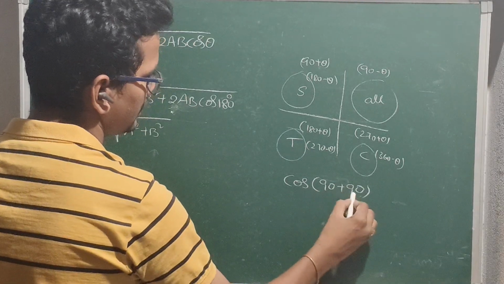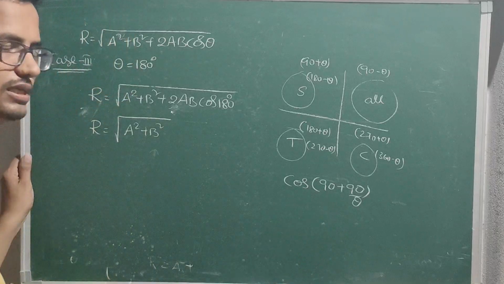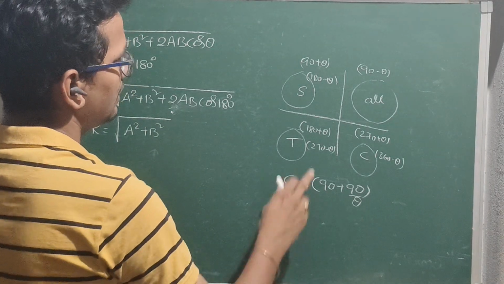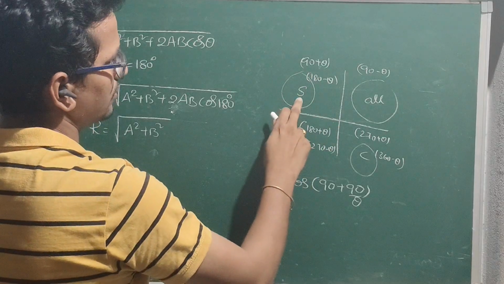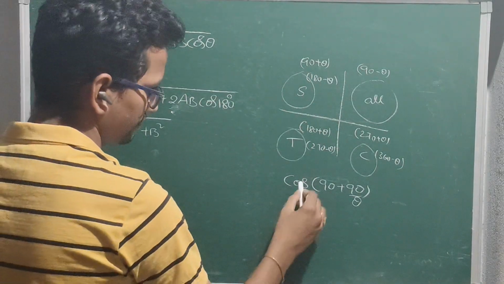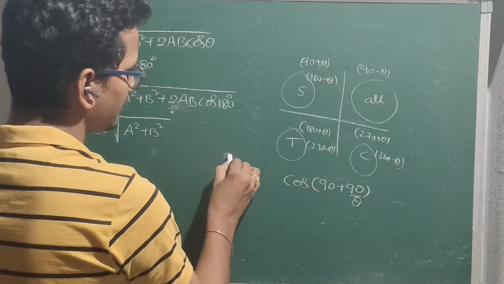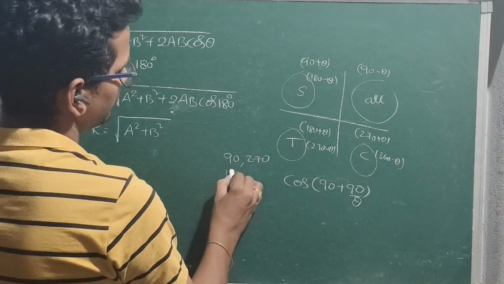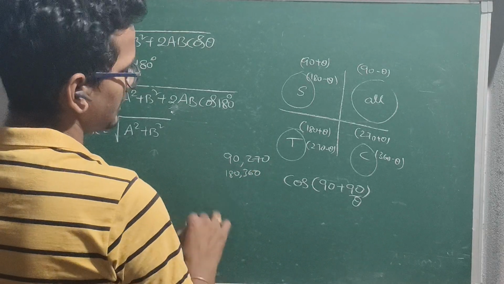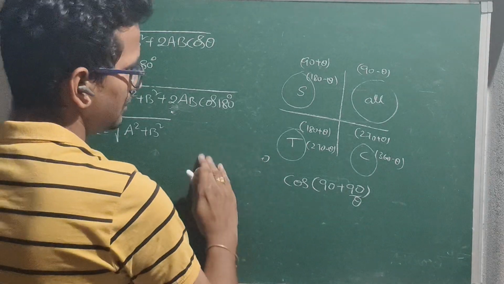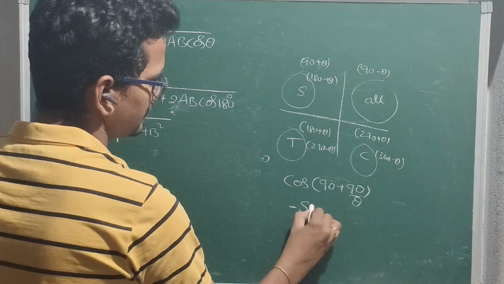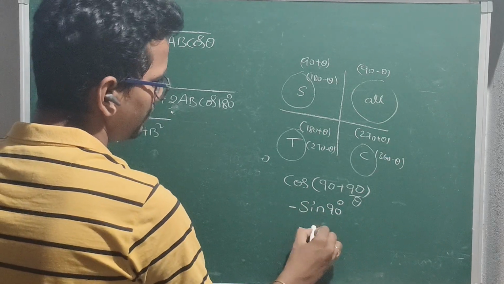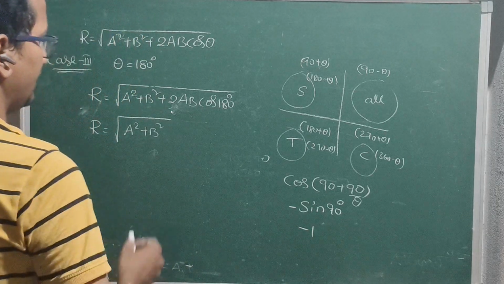For example, this is 90 plus theta. So the assumption 90 becomes some exact assumption of theta. Cos 90 plus theta: 90 plus theta means which quadrant? Second quadrant. Sine is positive, cos is negative. In terms of 90, 270, sine becomes cos, cos becomes sine. In terms of 180, 360, sine becomes sine, cos becomes cos. So cos 90 plus theta is minus sine theta. Theta means sine 90, that's sine 90 value 1, so we will be getting minus 1.